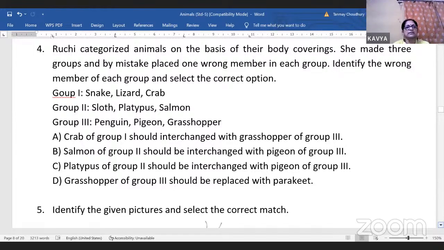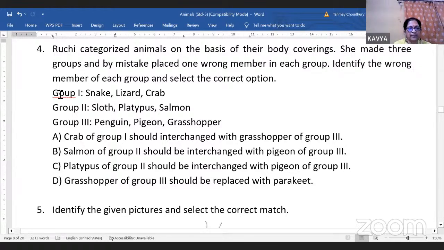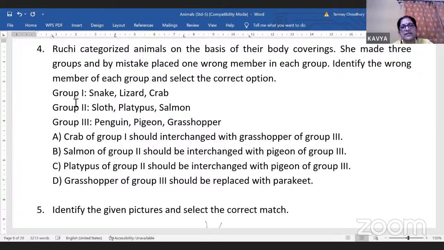So here, group 1 is snake, lizard, and crab. Snake and lizard, both of them have got dry scales because both of them are reptiles. Okay, so I'll just write down here.